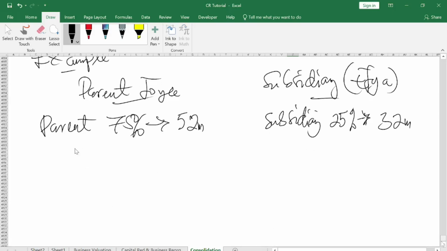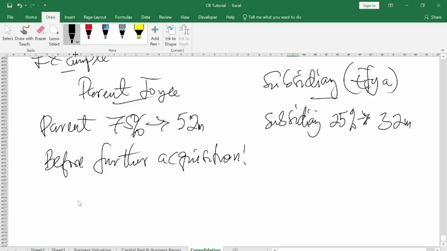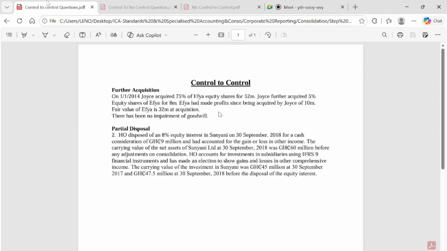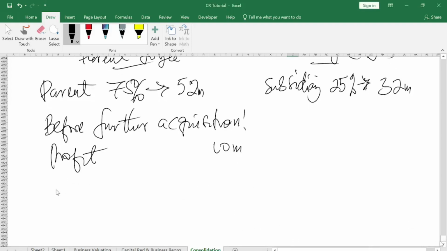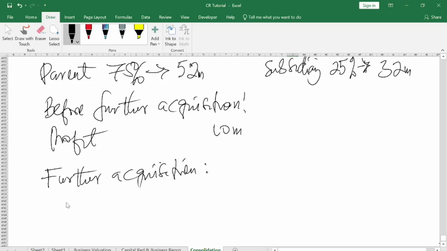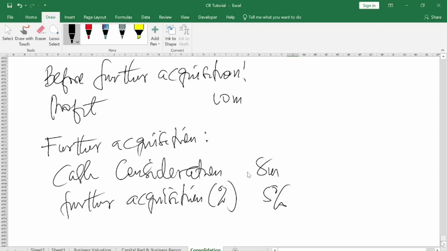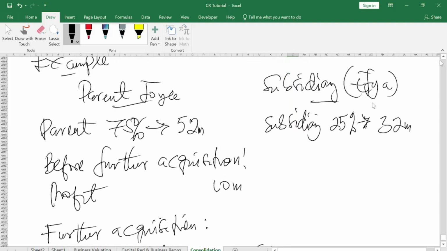What did they say? They said that before further acquisition, the subsidiary made profit of how much? 10 million. Is that not the case? So that is what is in the question. So it made profit of 10 million, right? Now, what happens? They also said that further acquisition, what happened? In further acquisition, how much was acquired? 5% equity. So there was a cash consideration of how much? 8 million, right? Yes. And then the acquisition percentage was how much? Is that not the case? So this is the summary of the question as you see it.